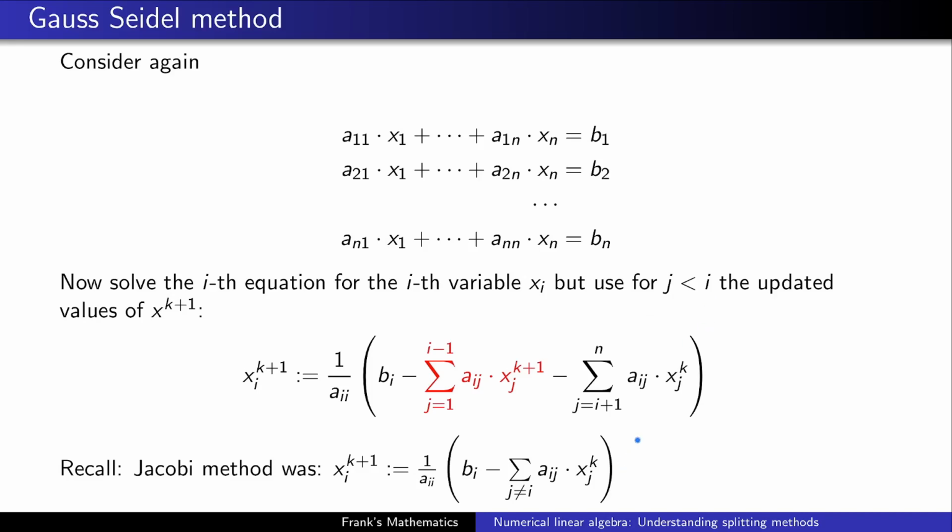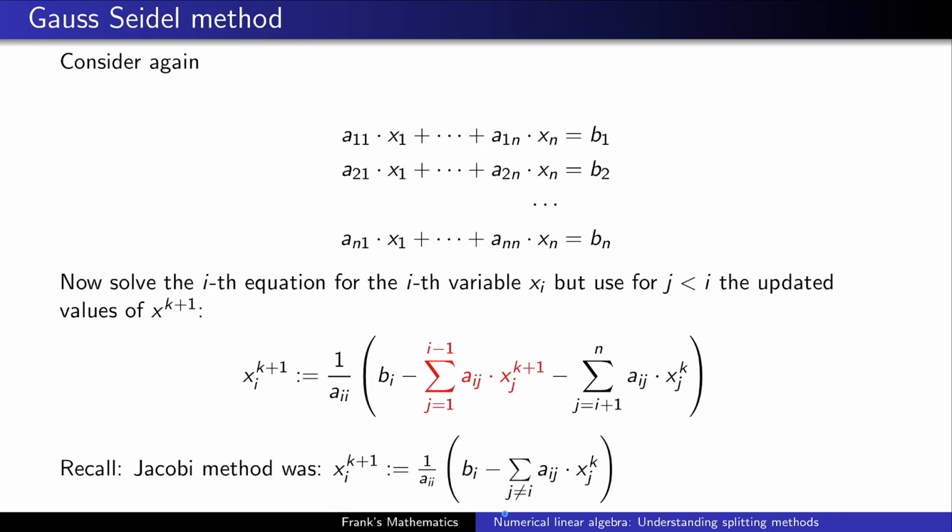So what does this mean? Here you can see the Jacobi method, and we have a sum containing only elements of the vector x^k, which is the old version. But for j less than i, we already have the updated values of x^(k+1) at hand, because we computed them right here, so just use them. The idea is, the more information we have, the better the algorithm will be. This is the general idea.